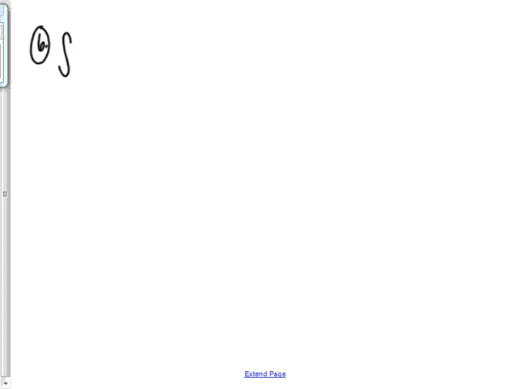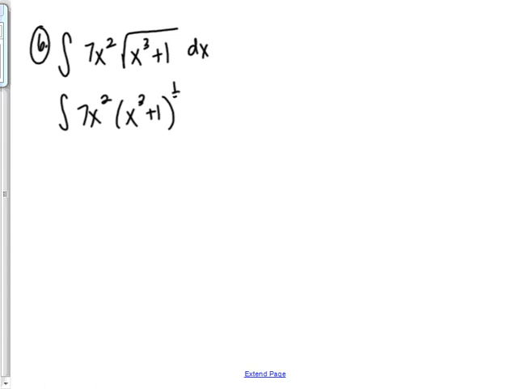Okay. Integral of 7x squared times the square root of x cubed plus 1 dx. Alright, so first thing I'm going to do is rewrite it to the 1/2 power. Alright, so u would be x cubed plus 1. So then du would be 3x squared dx, right? Alright, so let's do our replacing. That comes out, that's gone, that's u to 1/2. Okay, now du is 3x squared dx, and what do I have? I have 7x squared dx.